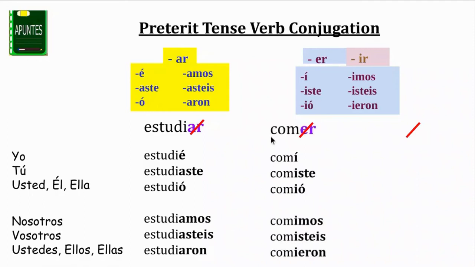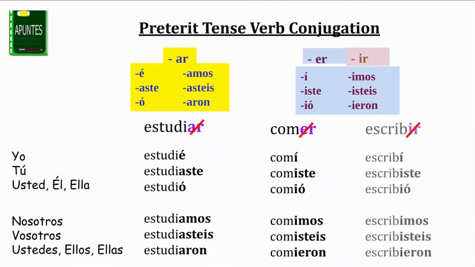For comer, we have the endings í, iste, ió, imos, isteis, ieron. Repetir, por favor. Yo comí, I ate. Tú comiste, él comió. Nosotros comimos, vosotros comisteis, ellos comieron.